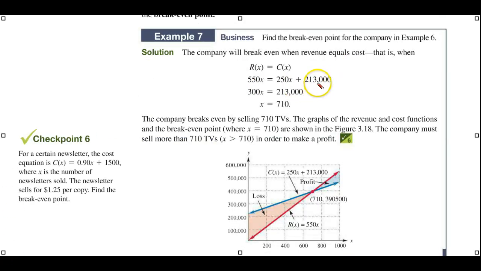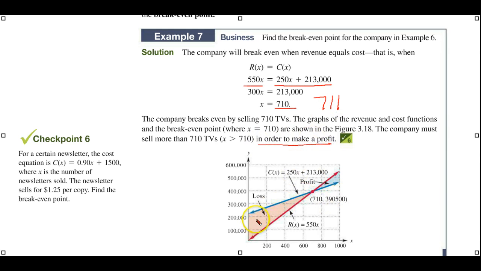I was shooting from the hip on that one, because how would we find the break-even point? Well, again, we set the revenue function equal to the cost function, solve for x, and we get x is 710, not 600 as I just threw out there. And how many would you need to sell to make at least a little profit? Well, one more than that. So 711 to make a profit. Okay.